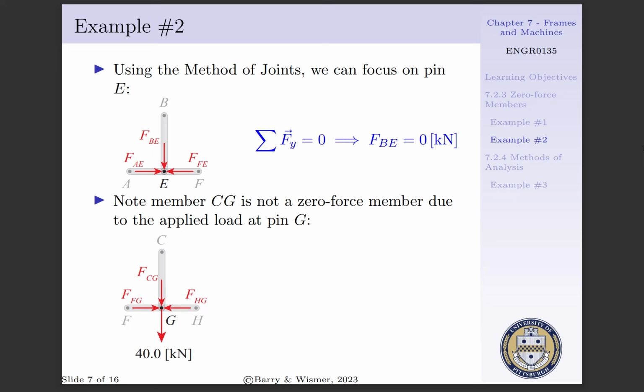Now note, when we looked at the interior of the truss, pin G had an external load of 40 kilonewtons. We are going to see member CG is not a zero-force member. That is, if we apply our summation of forces in the y direction about pin G and set this equal to 0, we see that FCG has to be equal to the negative of the applied load, or minus 40 kilonewtons.